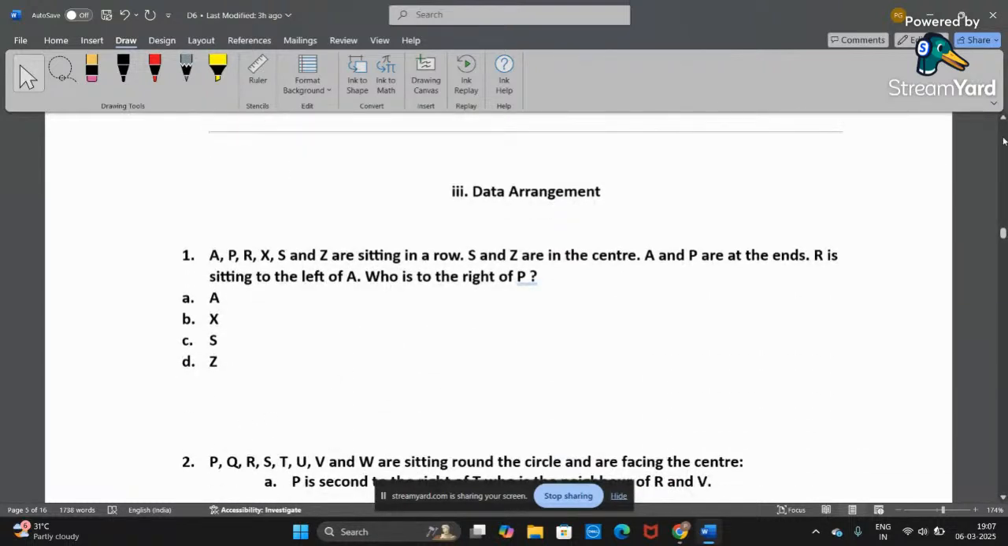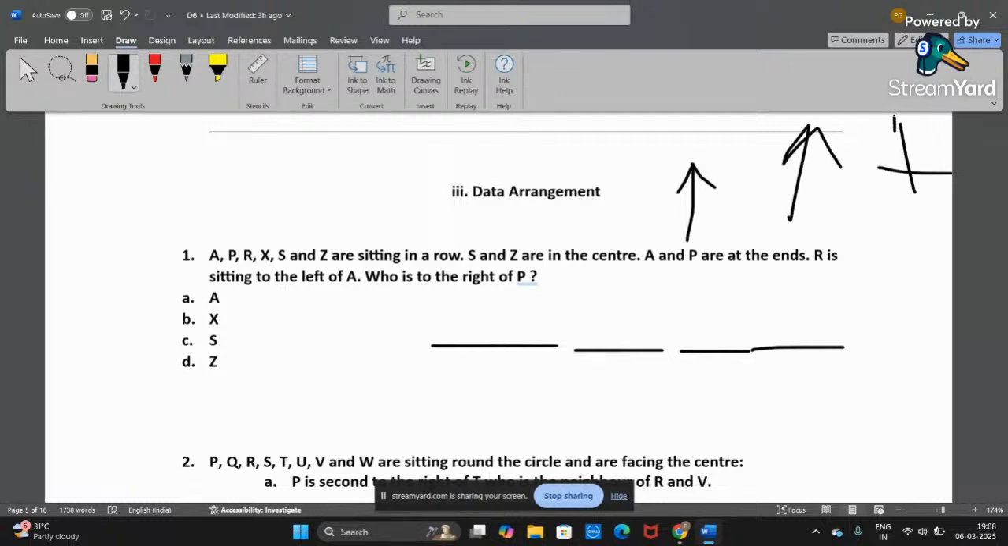Data arrangement. This is also called seating arrangement. Now let's move on to solve the first one. E, P, R, X, S, and Z are sitting in a row. See here. Let us imagine that they are all facing this side, towards north. Let's think that they're facing towards north. Okay, all are facing towards north.